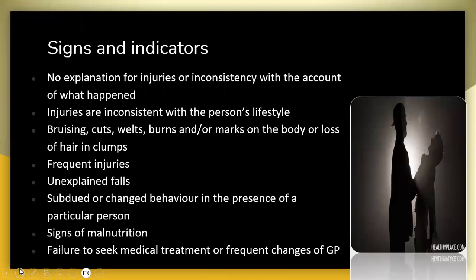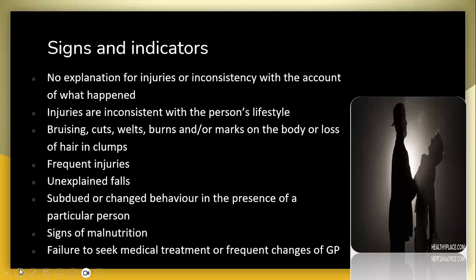The next one is the signs and indicators. So no explanation for injuries, or inconsistency with the account of what happened. Sometimes you may see someone with a black eye, and they may say, oh, I ran into the wall, which, if someone ran into the wall, it would not affect only their eye. So they can say that that's what happened, but from the evidence or from what you're seeing, that is not what happened.